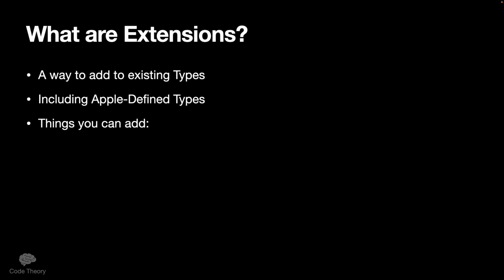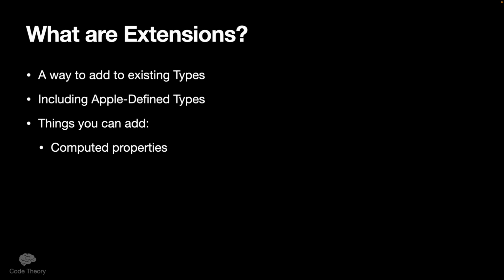So some of the things that you are allowed to add with extensions. You're allowed to add computed properties. This list is going to look very familiar to you, in terms of things that are on both classes and structs. Not everything, but a lot of it, okay?